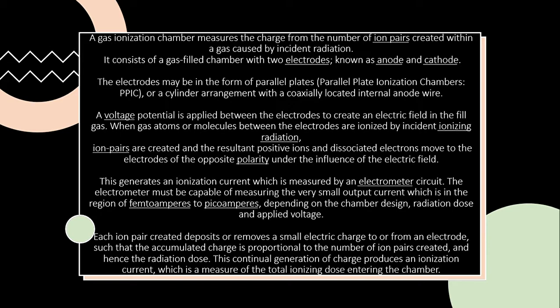Each ion pair generated deposits or removes a small electric charge to or from an electrode, such that the accumulated charge is proportional to the number of ion pairs created and hence the radiation. This continual generation of charge produces an ionization current, which is a measure of the total ionizing dose entering the chamber.